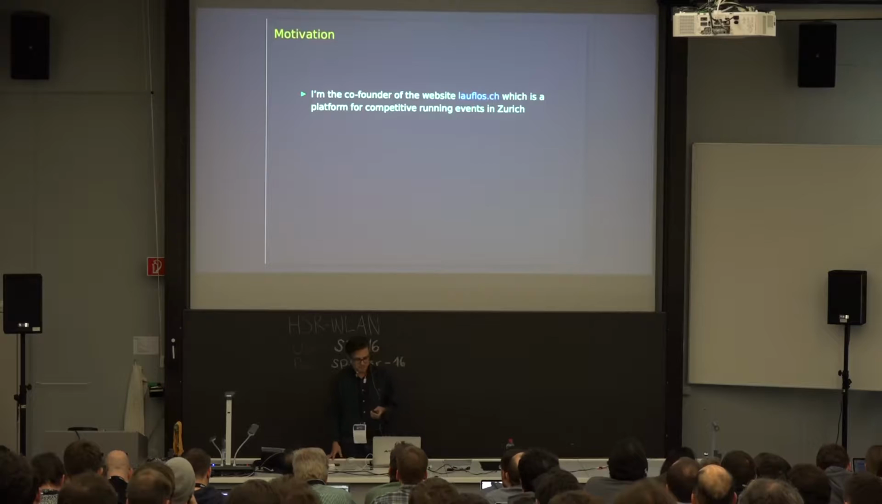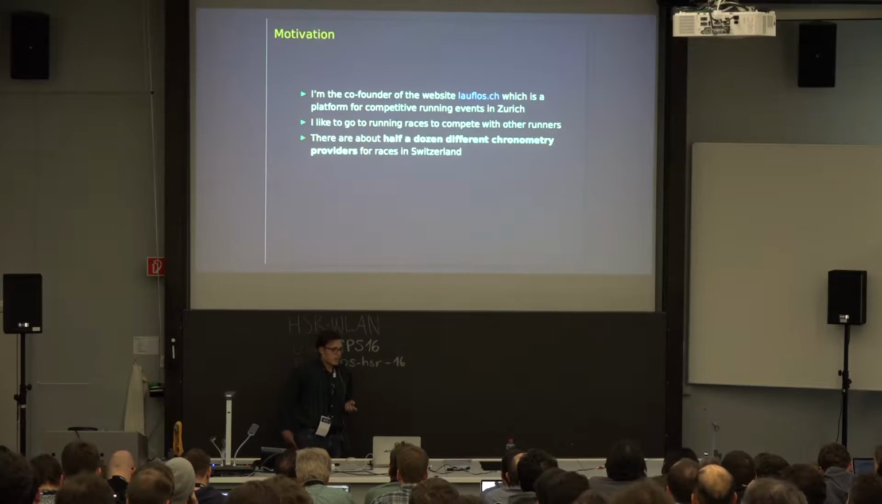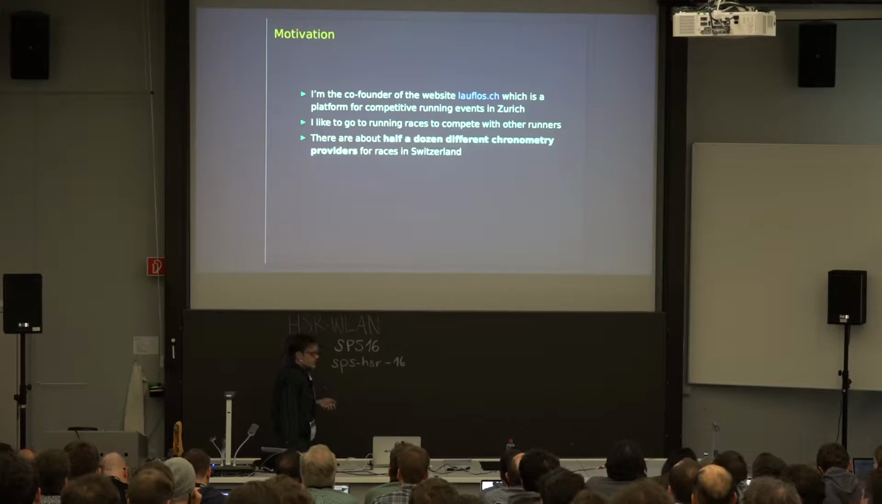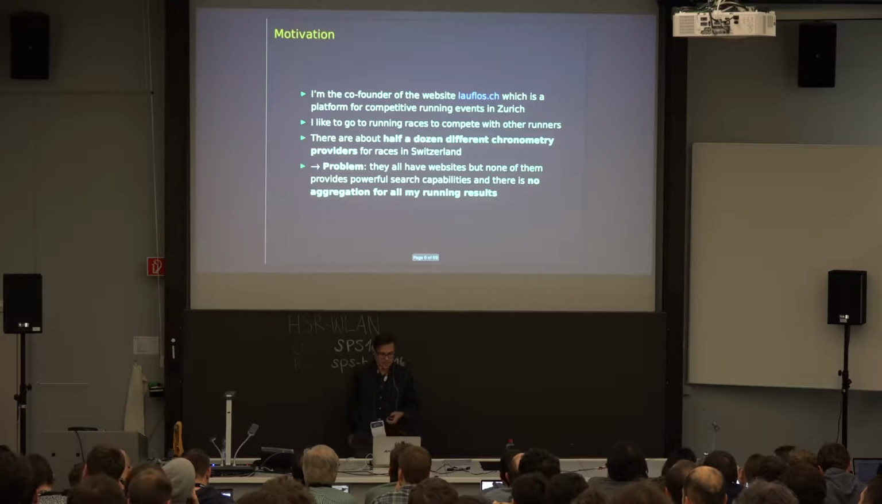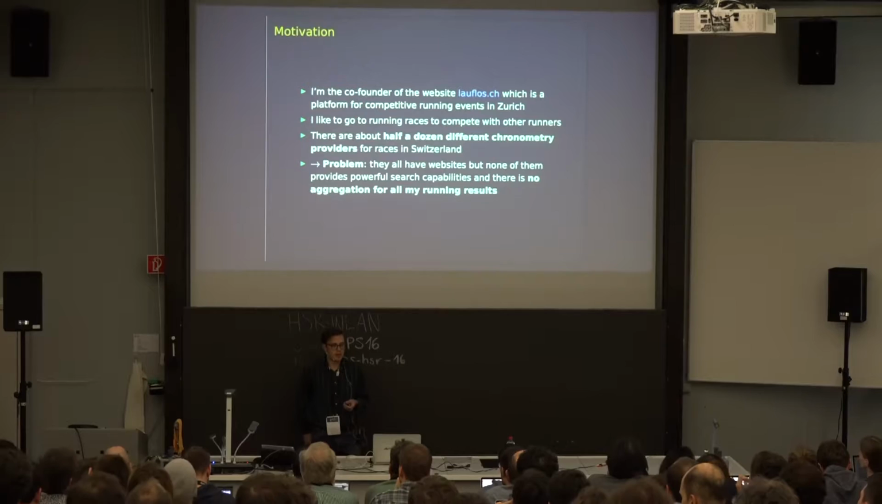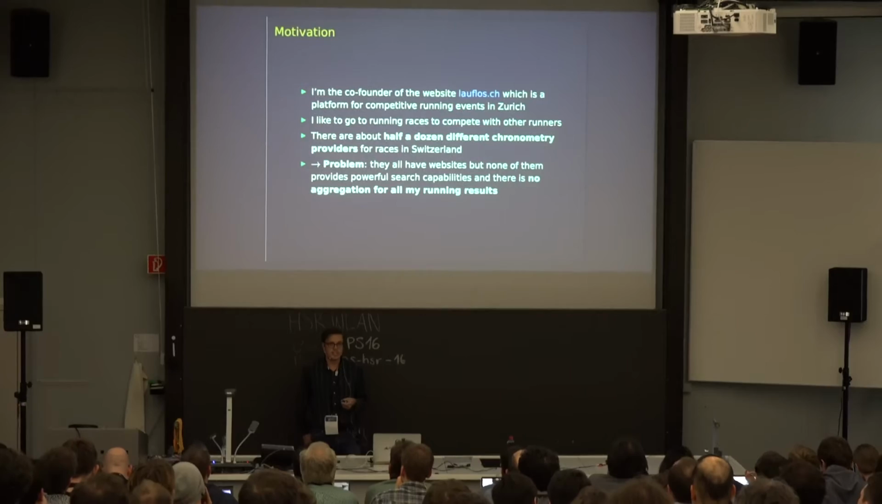Now there are half a dozen different chronometry providers for races in Switzerland. So if you like running, you can go to a race nearly every weekend. And then there are these different chronometry providers that take the time. The problem now is that they all have websites, but there's no possibility to do powerful search and aggregations of your running results. And there is no REST interface either.